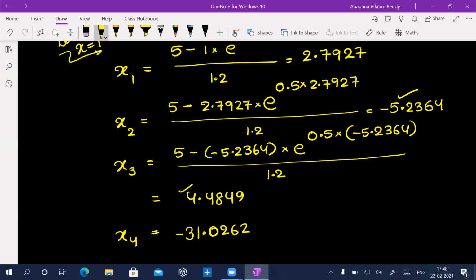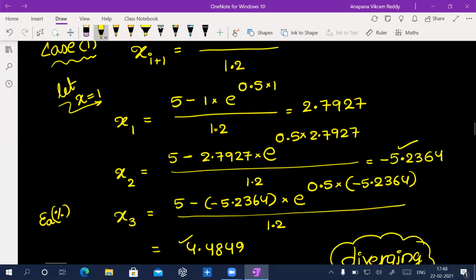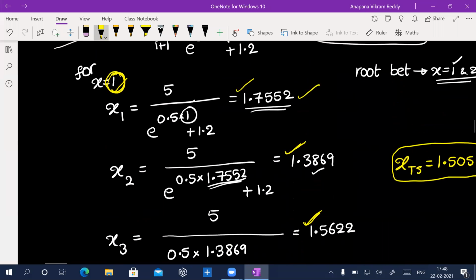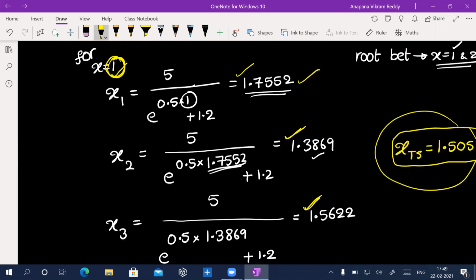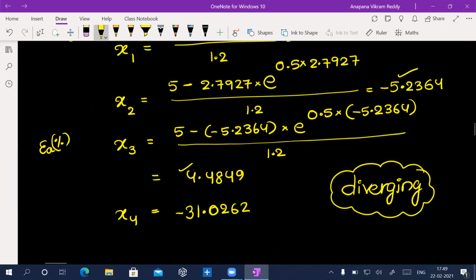No, right? You can't move, because every time you will find epsilon a, and you would see that this will go double, triple, quadruple. It's more than that. So therefore, you are diverging. Yes, sir. You must get some 1.5050 as the answer, your answer must be close to 1.5050. But now you're getting minus 31.02, something like this. This clearly indicates that you're diverging.